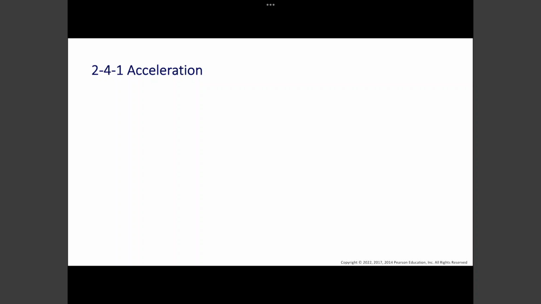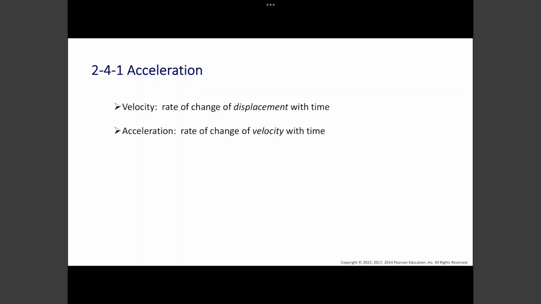The fourth section of this chapter is about acceleration. Just as velocity is the rate of change of displacement with time, acceleration is the rate of change of velocity with time. Because of that, an object accelerates whenever its velocity changes, no matter what the change is. So it accelerates when its velocity is increasing or its velocity is decreasing.